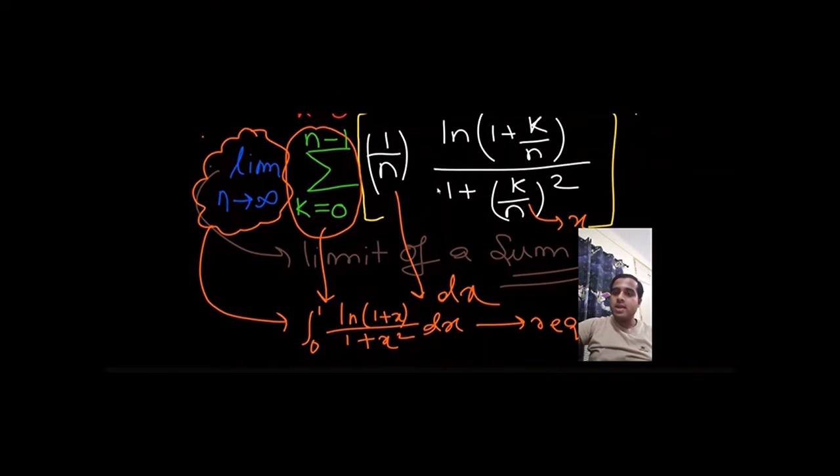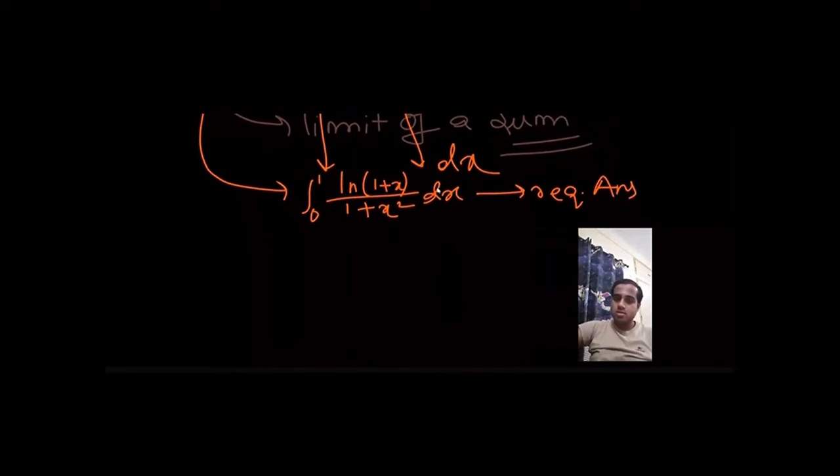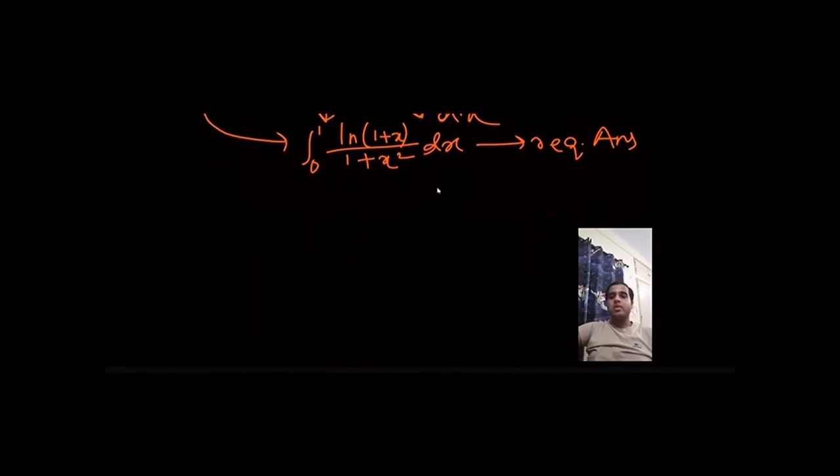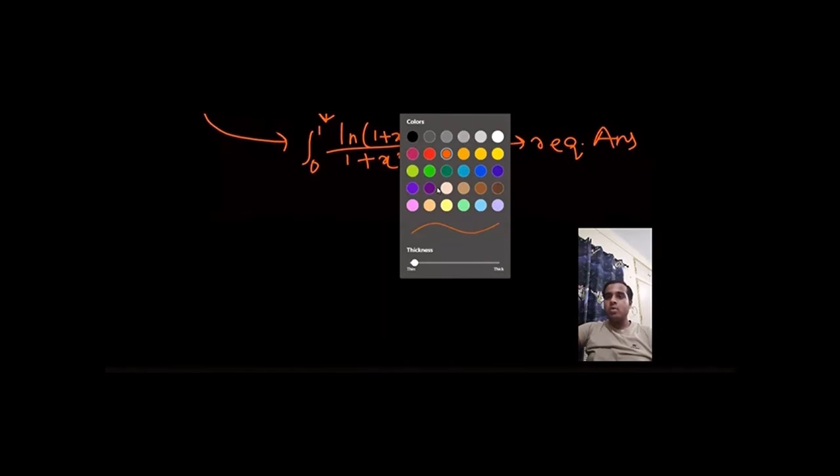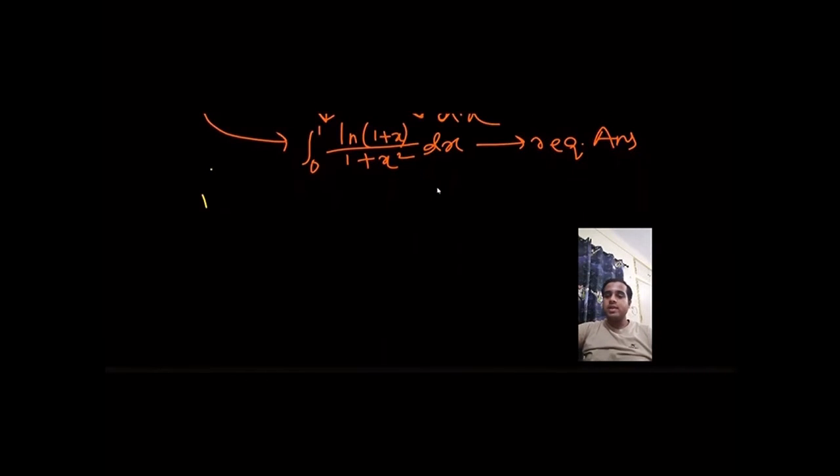So we need to evaluate in this case the integration from 0 to 1 of natural log of 1 plus x divided by 1 plus x squared dx. This is the thing we need to evaluate now, because the answer of this integral will be our required answer for the original question which has been asked.